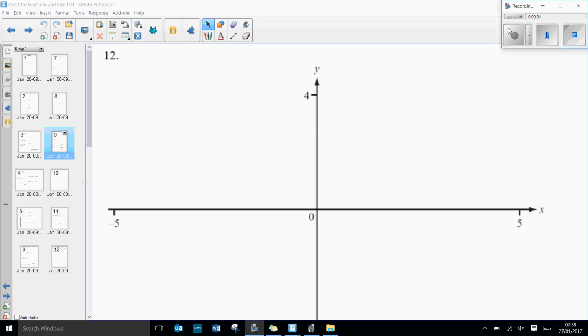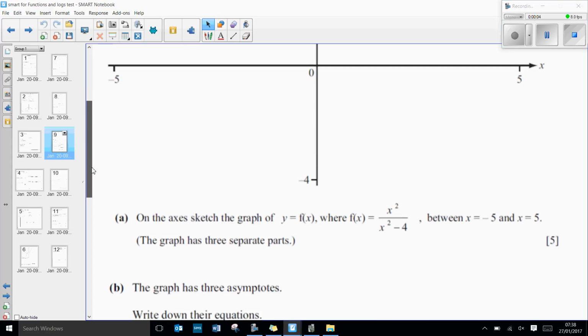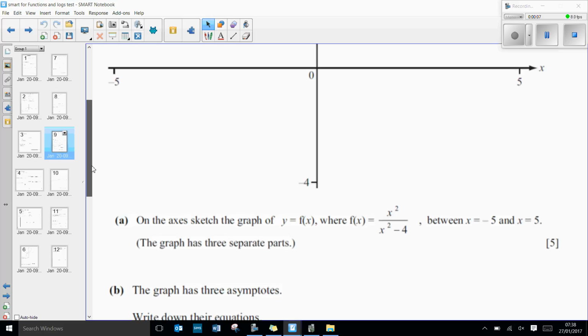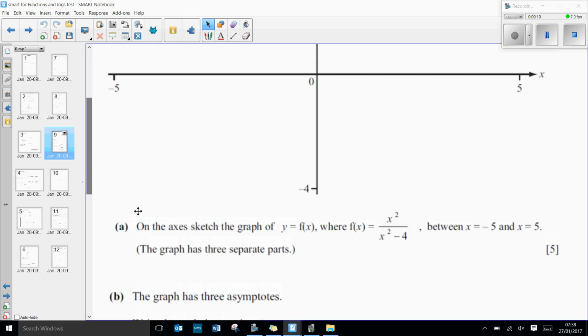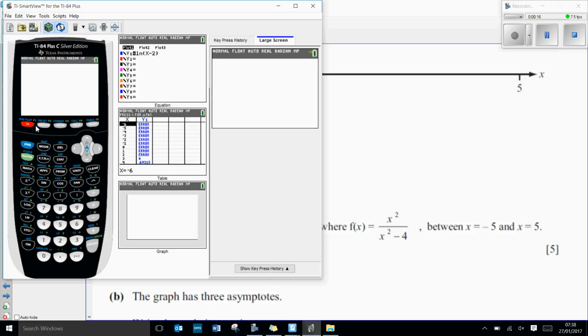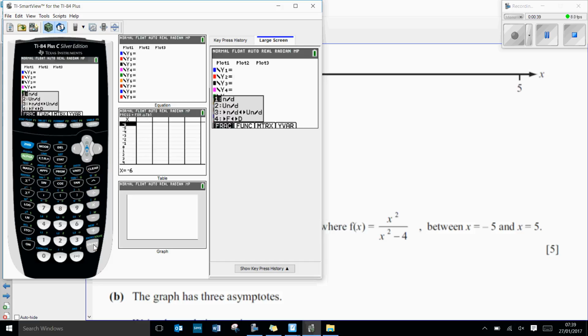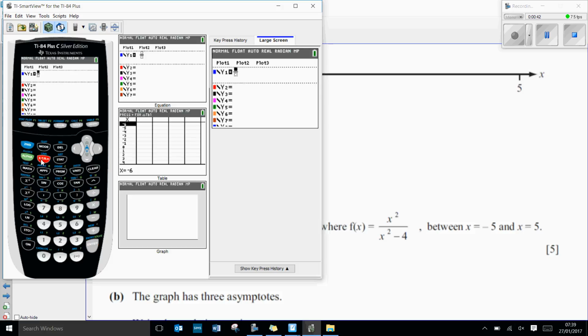Number 12. On the axis, sketch the graph of f(x) between -5 and 5. It tells you it's got 3 separate parts, so there's a hint. But all we do is take our calculator, and in our y equals, we're going to enter that. So alpha y equals, if you remember, gets fractions.